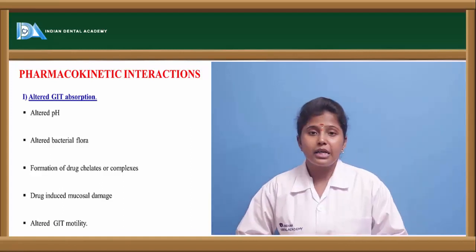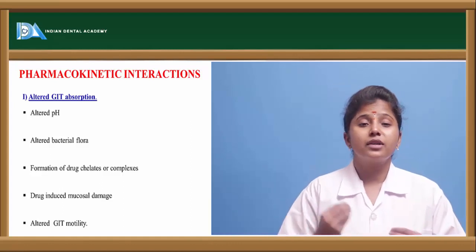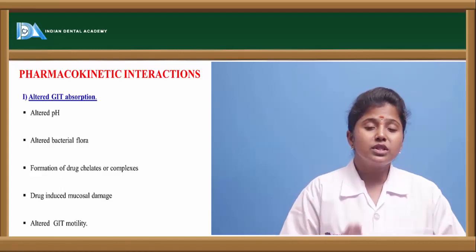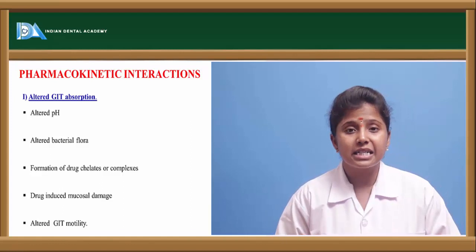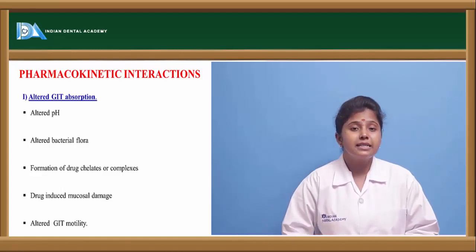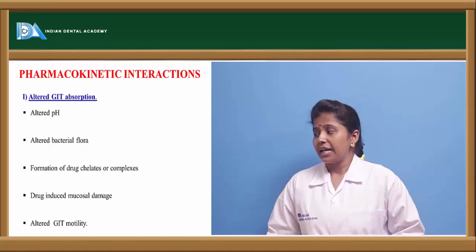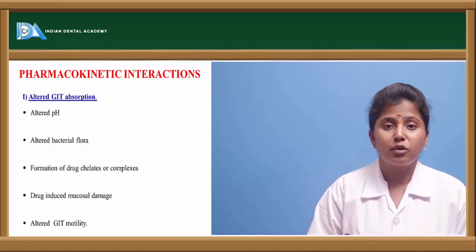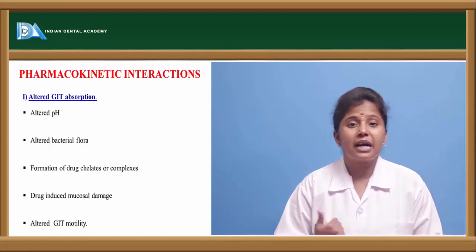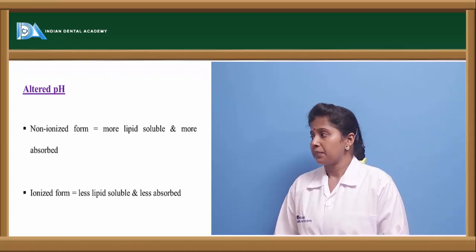Another one is drug induced mucosal damage. A few drugs have the capacity of stimulating the oversecretion of HCl. If the drugs overstimulate the secretion of HCl or acids in the stomach or GIT, that leads to the mucosal layer depletion. The mucosal layer may get degraded and damaged, and there will be altered GIT motility. So the movements in the GI smooth muscles may be altered. There may be higher contractions, or there may be a relaxing state for a longer period of time.